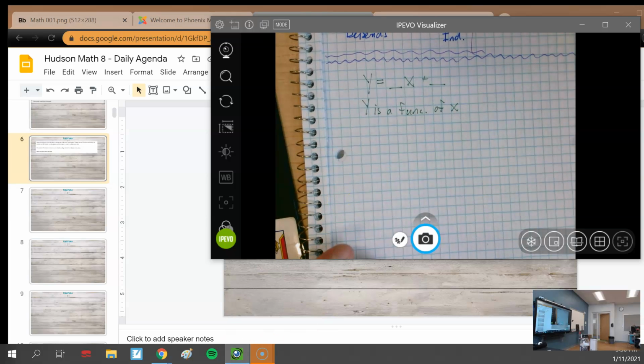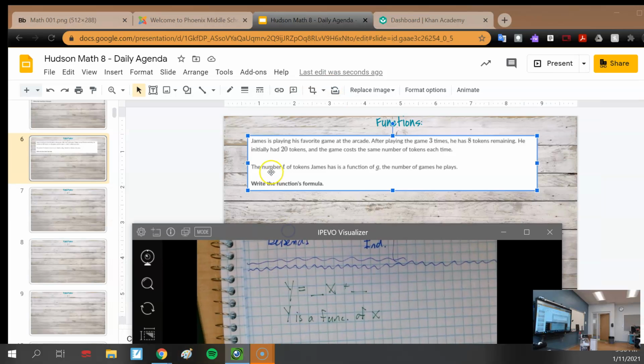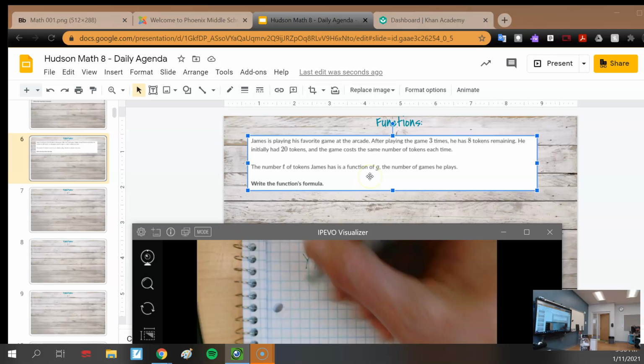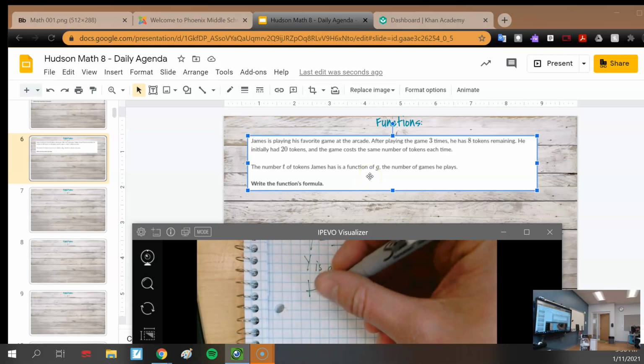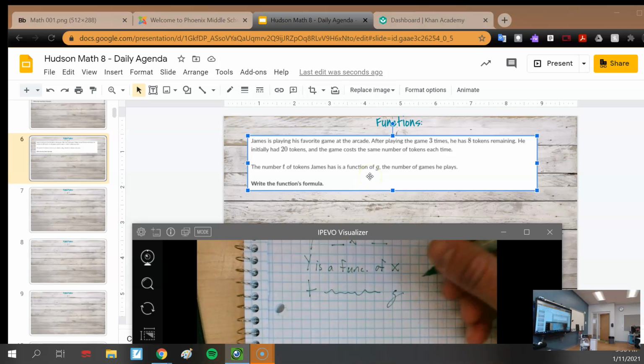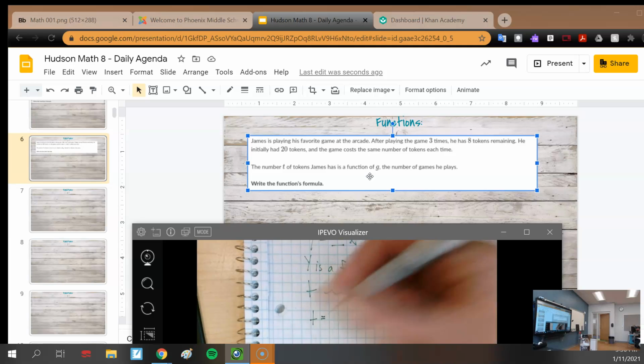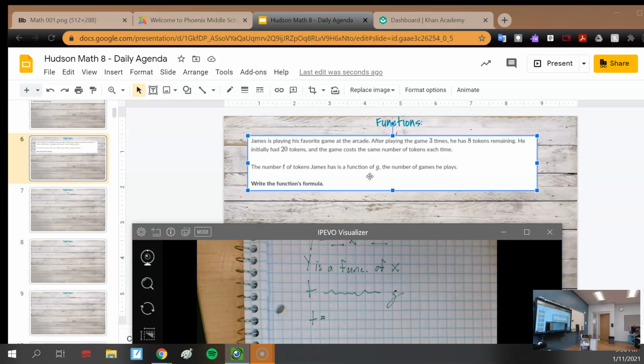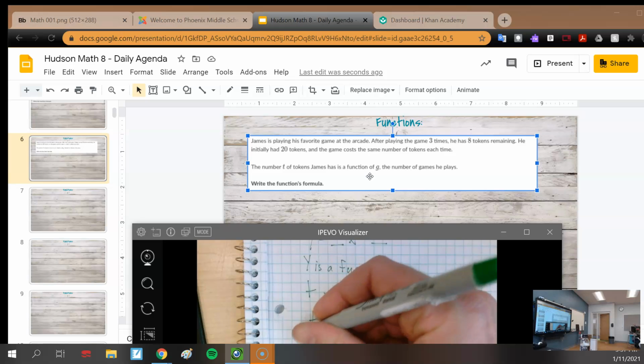So, when they ask us to make the function t is a function of g, right? Strategically skip over some words. The number t is a function of g. We're going to have t is a function of g, meaning we're going to have t equals. Right? So what does t represent? Number of tokens.